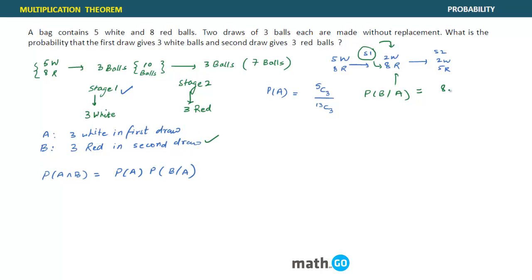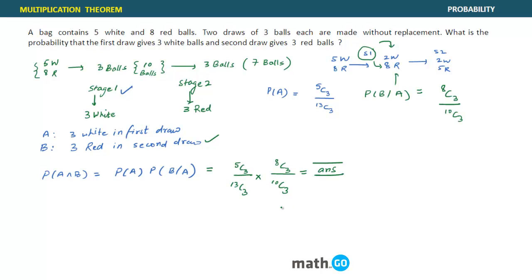How many total red balls are there? 8. 8 C3 by how many total? Yes, 10 C3, not 13 C3 as we were having it here. So the answer is nothing but just put the values here: 5 C3 divided by 13 C3 into next stage is 8 C3 divided by 10 C3. This is the answer that you have to give for this particular question.